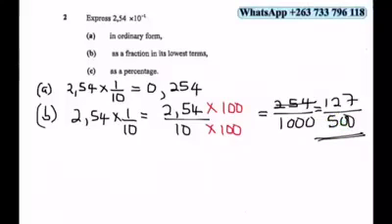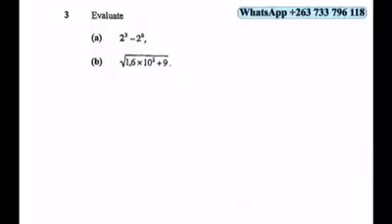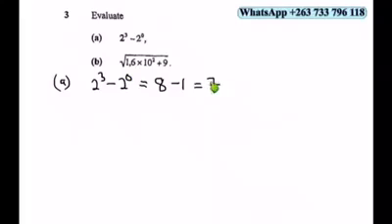We cannot divide further. Then on part C is a percentage. We just take the decimal and multiply by 100. So my answer here will be 25,4%. Then number 3, you are required to evaluate 2 to the power 3 minus 2 to the power 0. So let's simplify the indices. 2 to the power 3 is 8, to the power 0 is 1. So 8 minus 1 is 7. So our final answer will be 7.